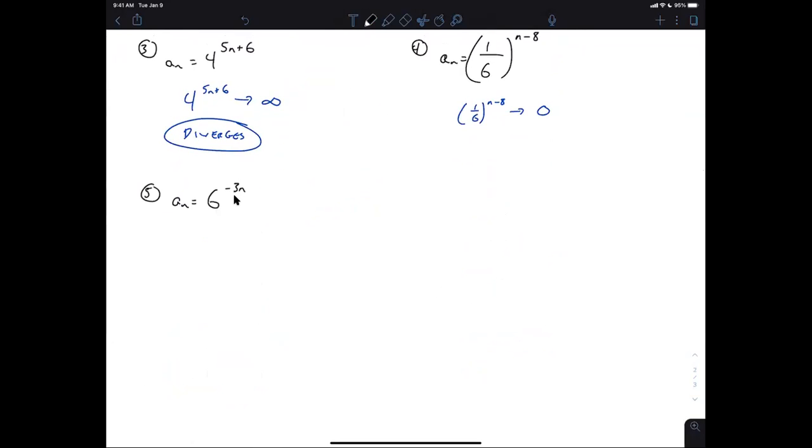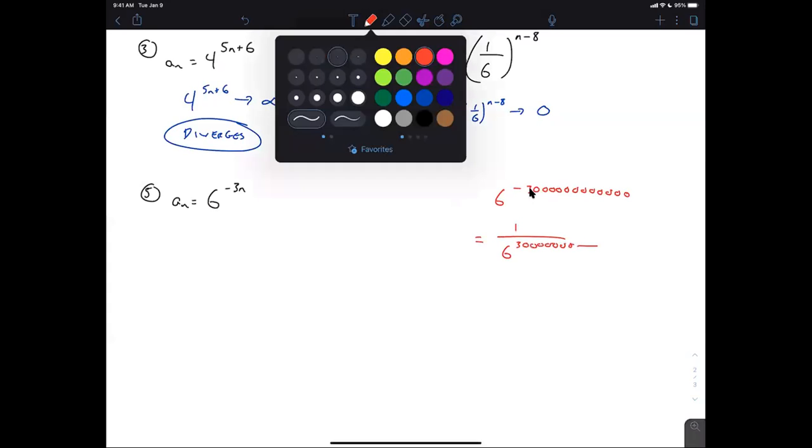So what you can think is, okay, that means we've got something like 6 to the negative 300 billion, or something weird like that. So what does that negative exponent do to the 6? Yeah, it makes it 1 over that. So we get 1 over 6 to whatever, however many zeros. And so this is 1 over infinity, which means this goes to 0.